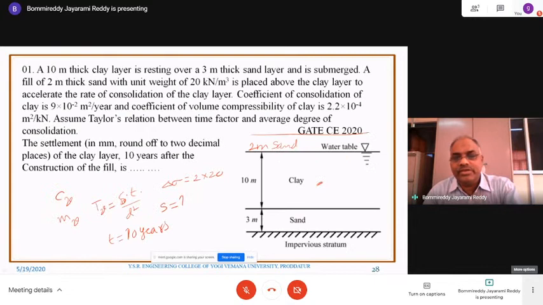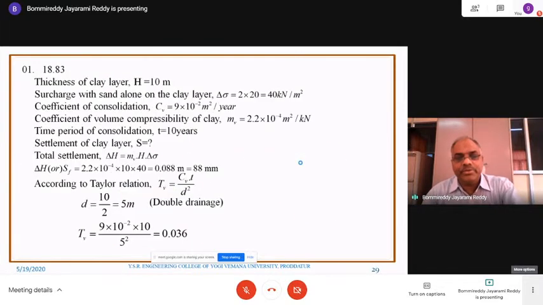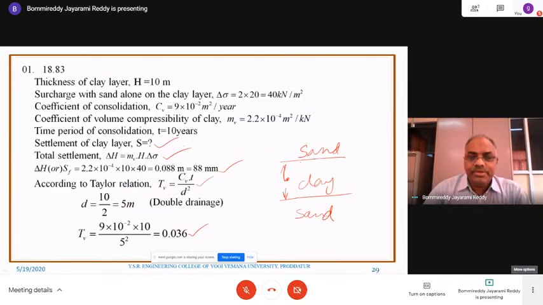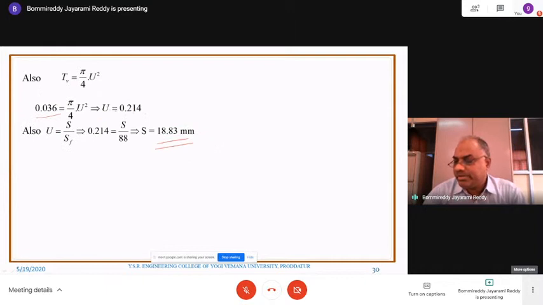So you can look once again at the problem. It is clearly given that there is a clay layer, a sand layer, and an additional sand layer over the clay so that the clay can be compacted very quickly. And all other associated properties are given. Based on the properties, you can find out the total settlement and you can also find out the time factor. Once you know the time factor, you can get the degree of consolidation U. U is called the degree of consolidation. Degree of consolidation is S by SF. You can find out the S value.